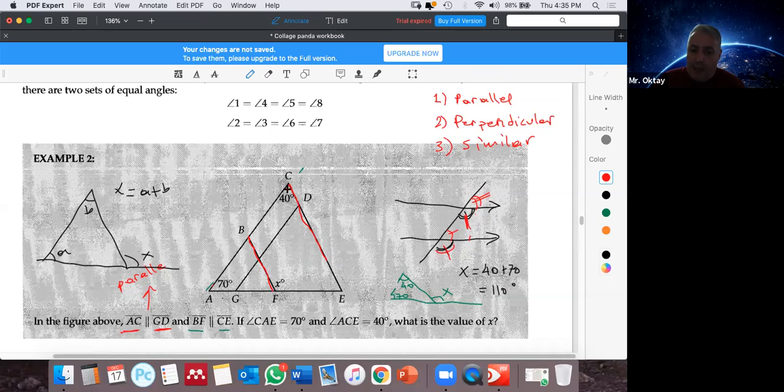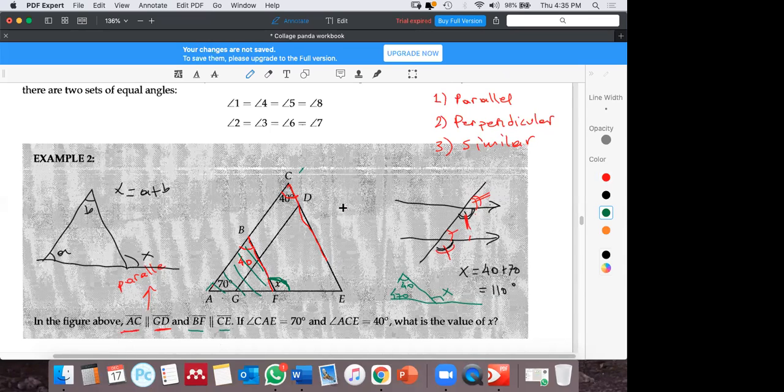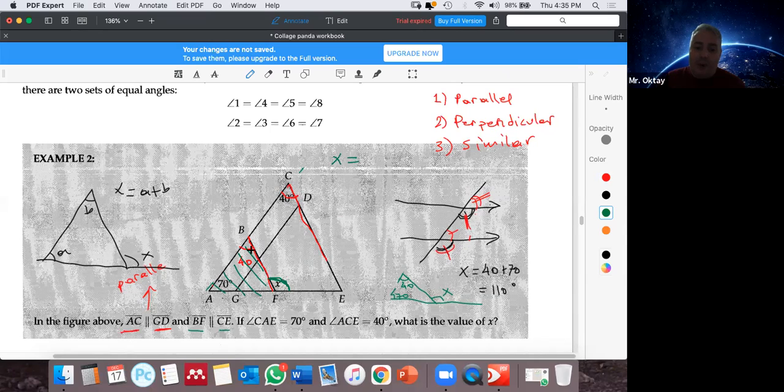These two things are parallel. If this is 40, can I say this is 40? Yes. And then if you look at this triangle, X is an exterior angle. So the exterior angle is the sum of the other two interior angles, which are 40 and 70. 40 plus 70, finished, 110.